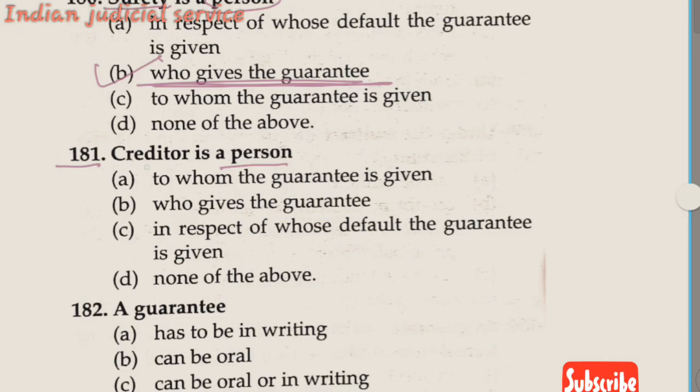So the question is here, the creditor is a person, so it is very clear here, a person to whom the guarantee is given. So the answer is here option A.